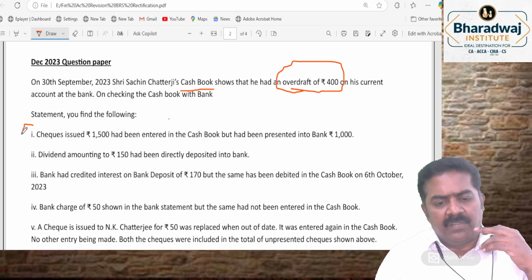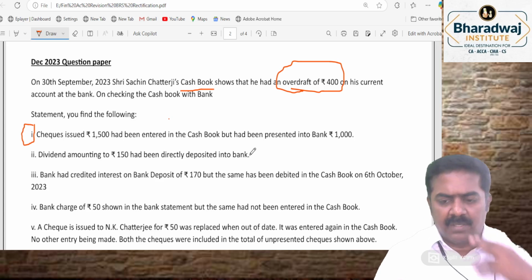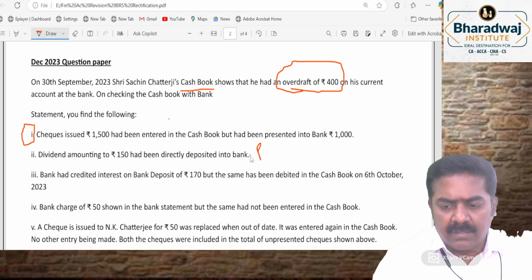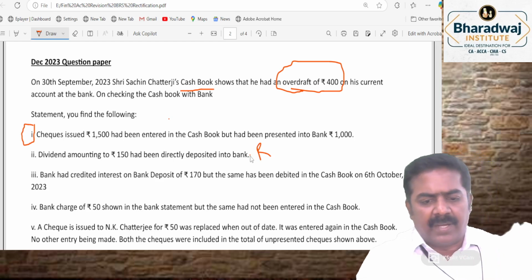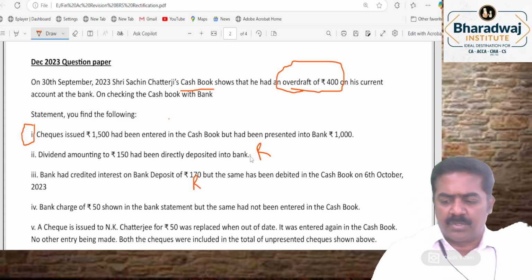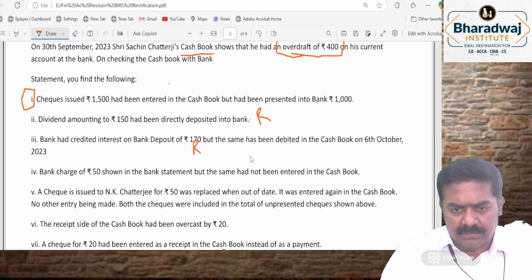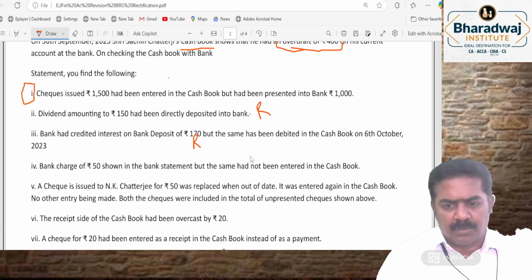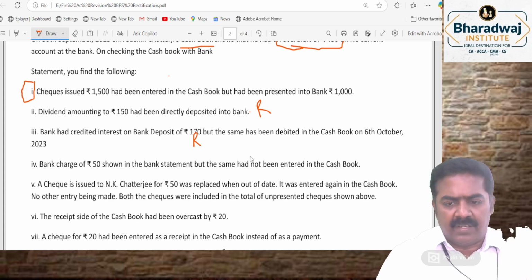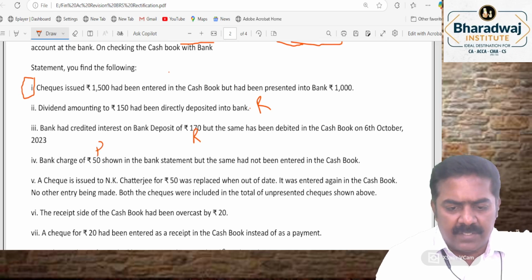Point number 1, will it come in amended cash books? No. Dividend collected by the bank, it will come as which one? Receipt or payment? Receipt. The bank has credited interest on deposit. Receipt. It will also come. It will also come in which one? Adjusted cash book. Loan, how much? 170. Then bank charge is shown in the bank statement. It is in the payment side.